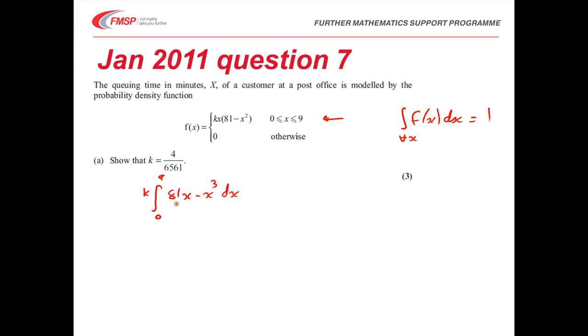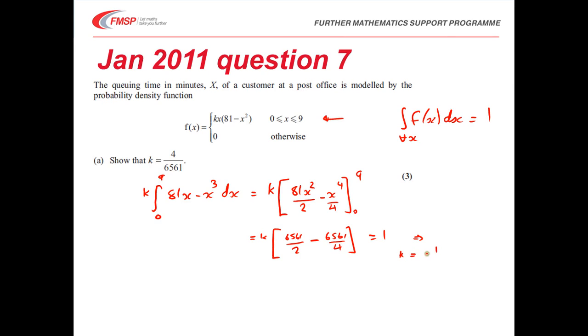Okay, always multiply it out, makes life a lot easier. So doing this is going to give me 81x squared on 2 minus x to the 4 on 4 between 0 and 9, which is going to give me k times 81 times 81, 6561 over 2 minus 6561 over 4, and all of that should equal 1. Okay, and if you do those calculations, you can see quite nicely that that does in fact imply that k must be 4 over 6561.